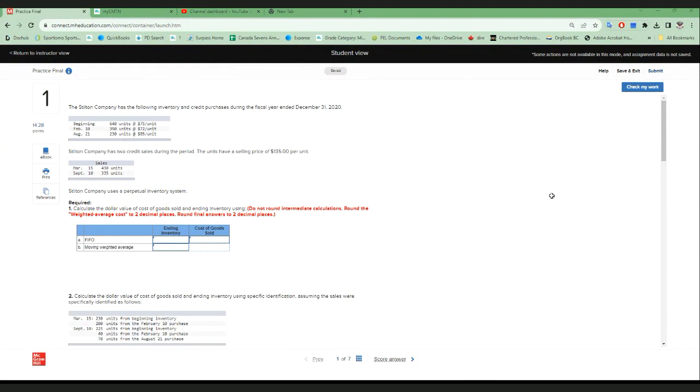The FIFO is just keeping them organized. It's not so much about doing any math. We can enter in our ending inventory here of 35,750, and our cost of goods sold at 57,000.